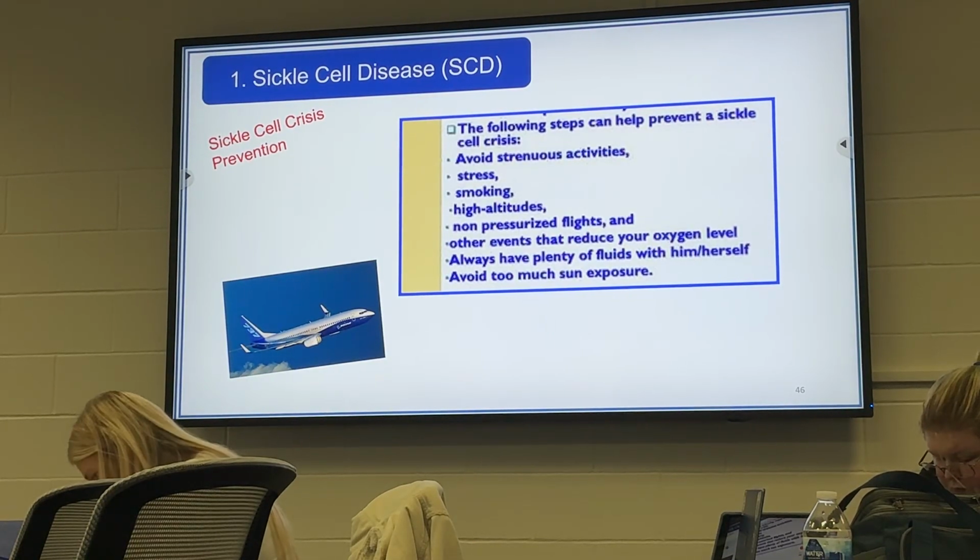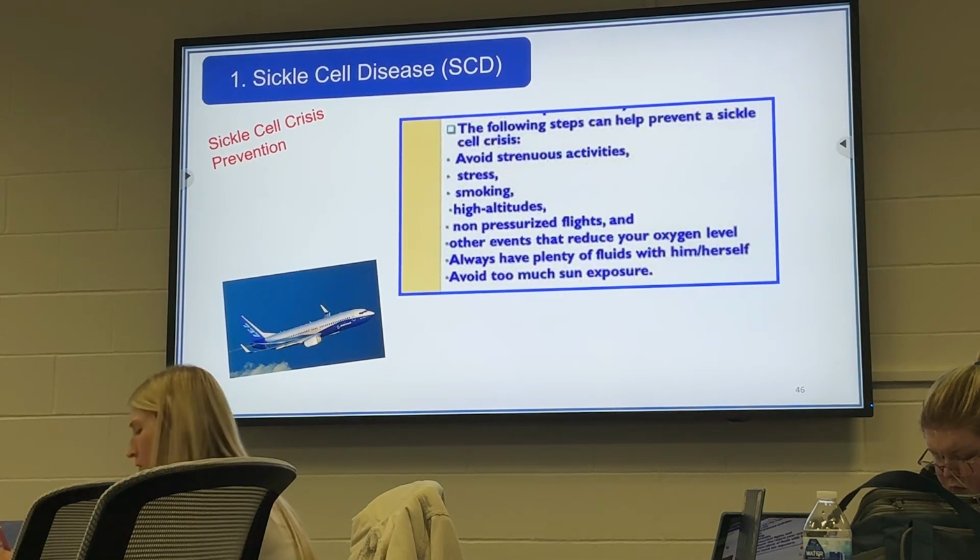Try to manage your flu. Get a shot, because the flu may set off a crisis. Avoid high altitudes and non-pressurized flights. Those are things like helicopters and small airplanes, not the big jets, which are pressurized.